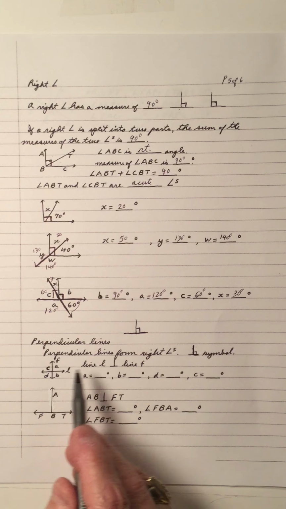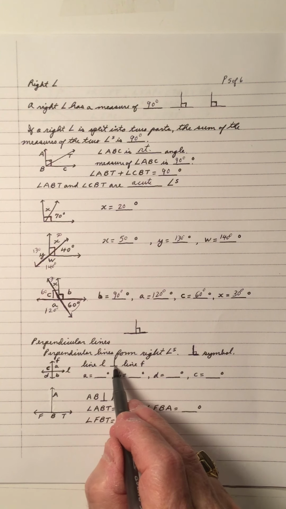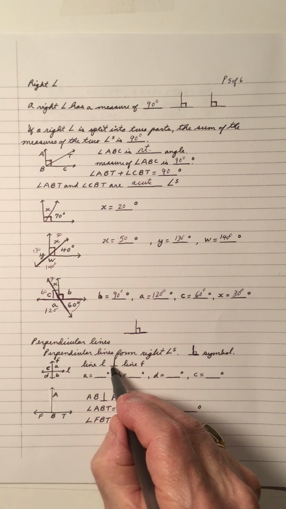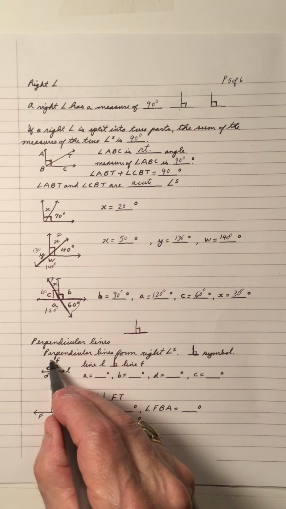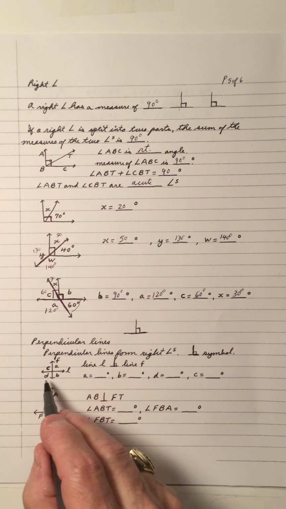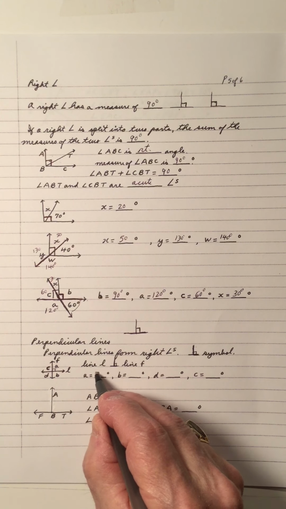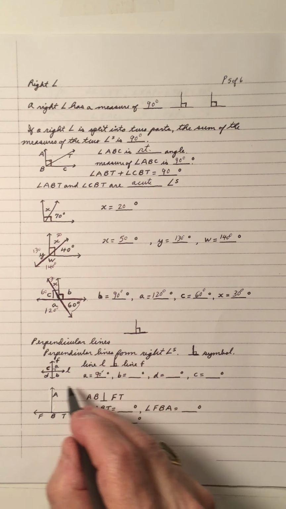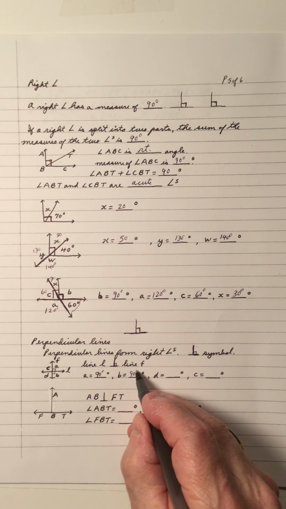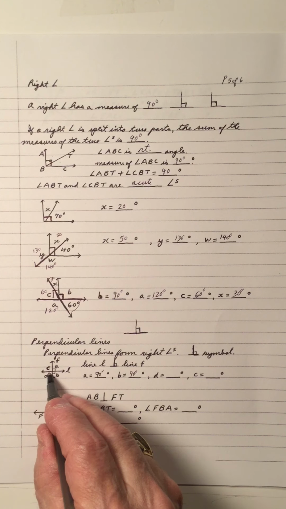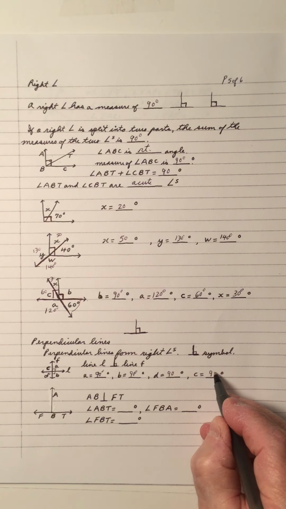And in this diagram, if line L, which is this one, is perpendicular to, notice the perpendicular symbol right there, perpendicular to line F. So these two lines are perpendicular. That means A is a right angle, so it's 90 degrees. That means B is a right angle, 90 degrees. D is a right angle, 90 degrees. And C is a right angle, 90 degrees.